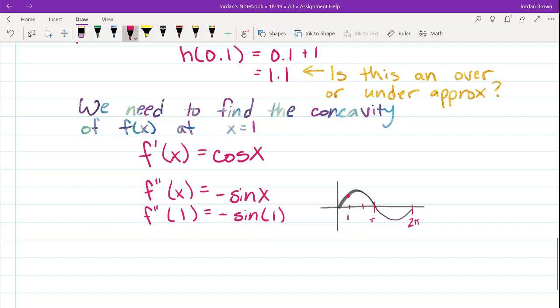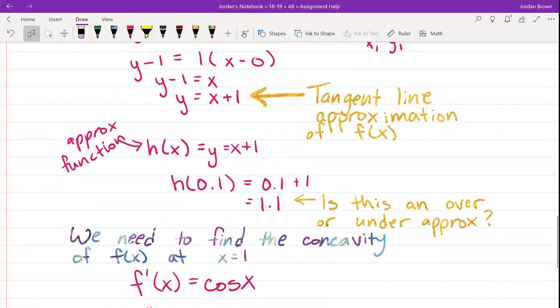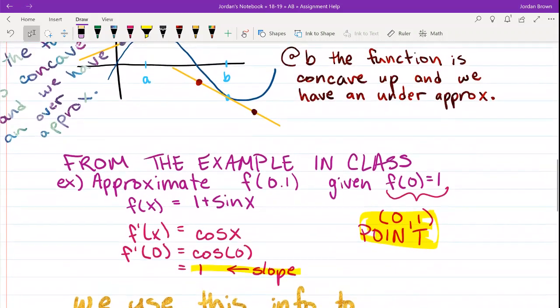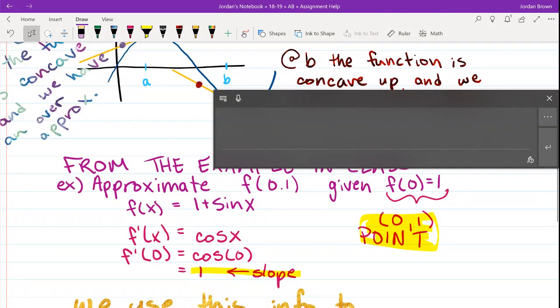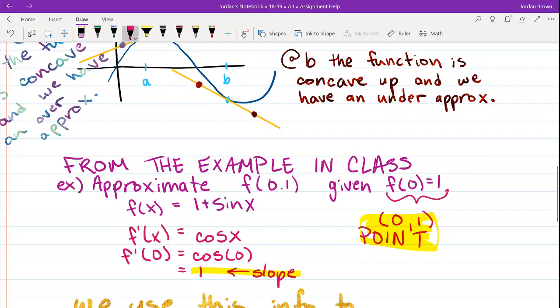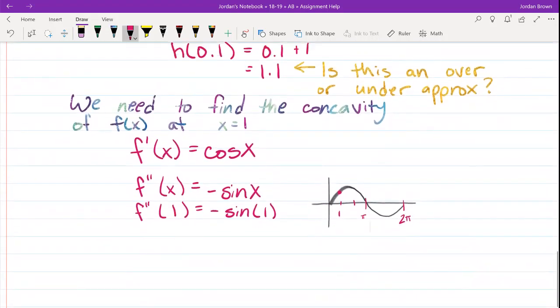Sorry, Lily, I'm only just looking at the chat. You asked where I got x equals 1. Oh, you're right. You're totally right. Because in the beginning, it was the point 0, 1, not the point 1, 0. Yeah, you're right.